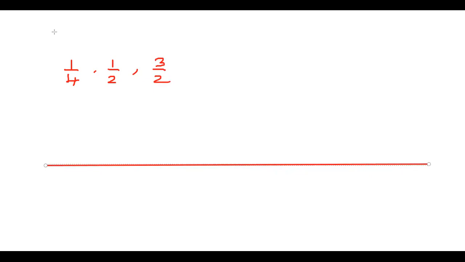Imagine you're having 1 by 4, 1 by 2, maybe 3 by 2 and all that. Okay. So now we have to represent this over the number line. Yes, ma'am. You have 0 here, 1 here, 2, minus 1, minus 2, plus 3. So like that, we drew the number line.